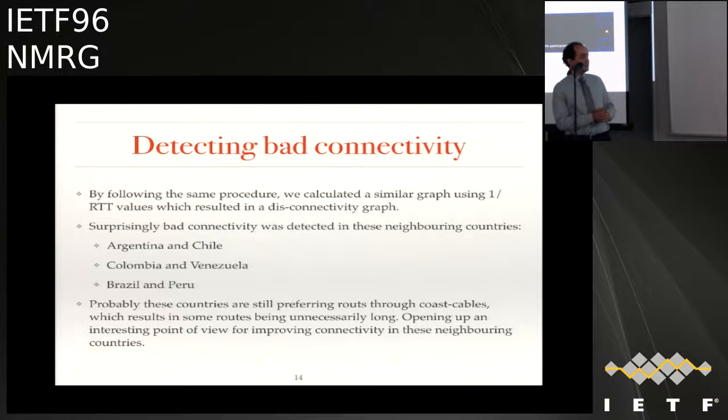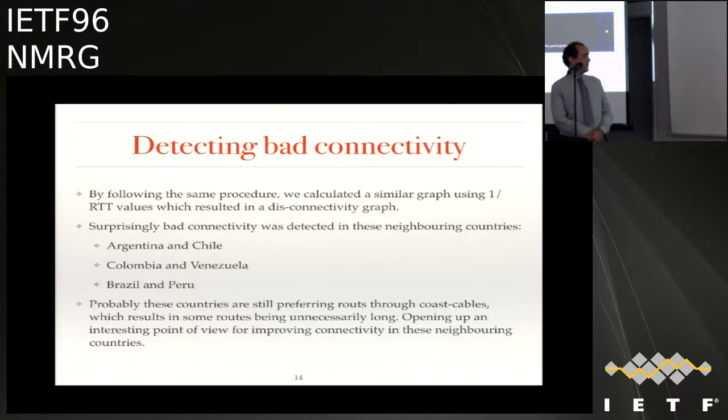So bad connectivity was detected between Argentina and Chile, which is surprising in some sense, because they have a very large frontier. But at the same time, geographically, between Argentina and Chile there are the Andes, and it's not easy to lay a cable going through the Andes, which are very big mountains. Colombia and Venezuela don't have very good connectivity between them, and neither do Brazil and Peru.